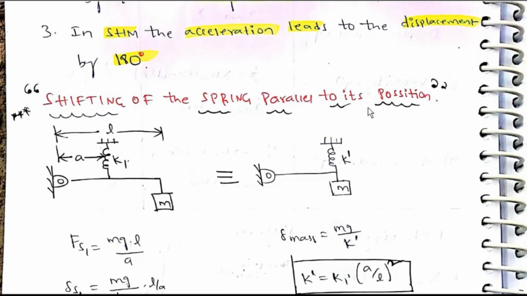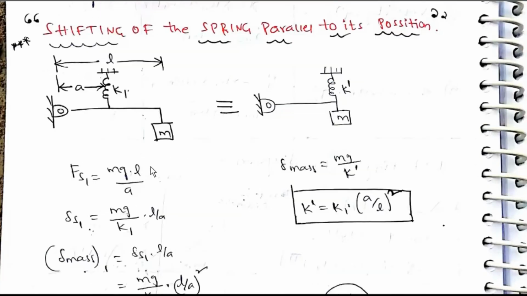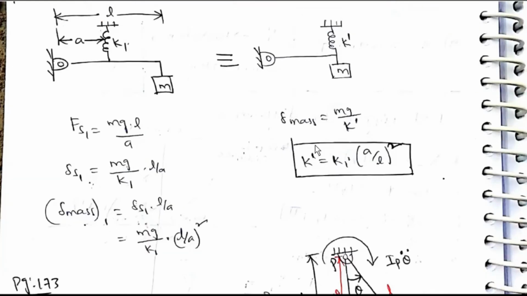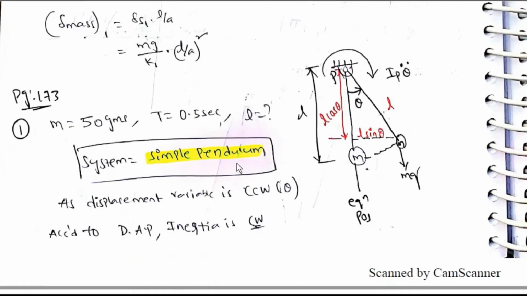Shifting of the ring parallel to its position. At a distance a, K1 is there, and mass L is there. Fs1 is equal to mg times L by a. Delta S1 is equal to mg by K1 into L by a. Delta mass is equal to mg by K dash. Delta mass 1 is equal to delta S1 into L by a. So mg by K dash is equal to mg by K1 into L by a whole square. K dash is equal to K into a by L whole square.